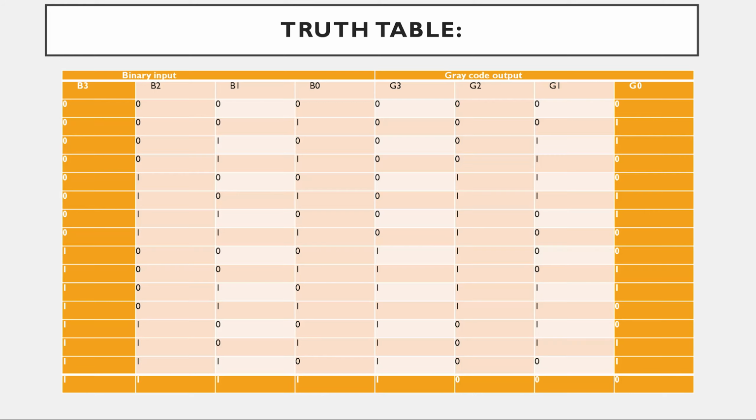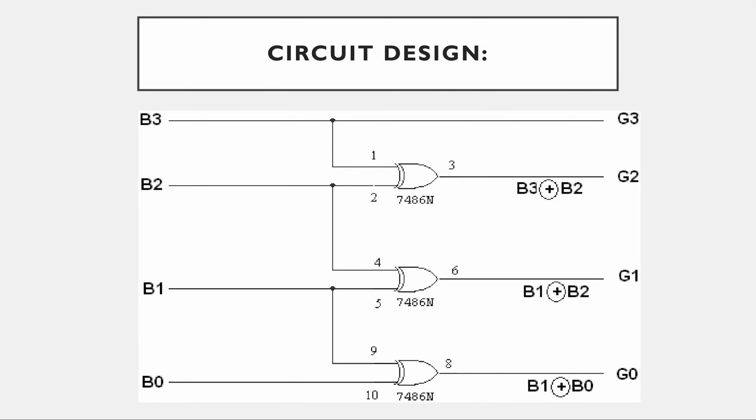We use the K-map to plot the truth table. Here's the circuit design.